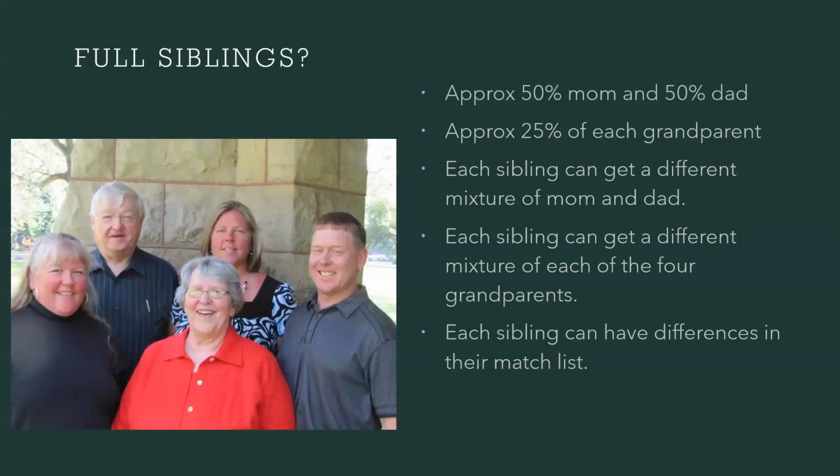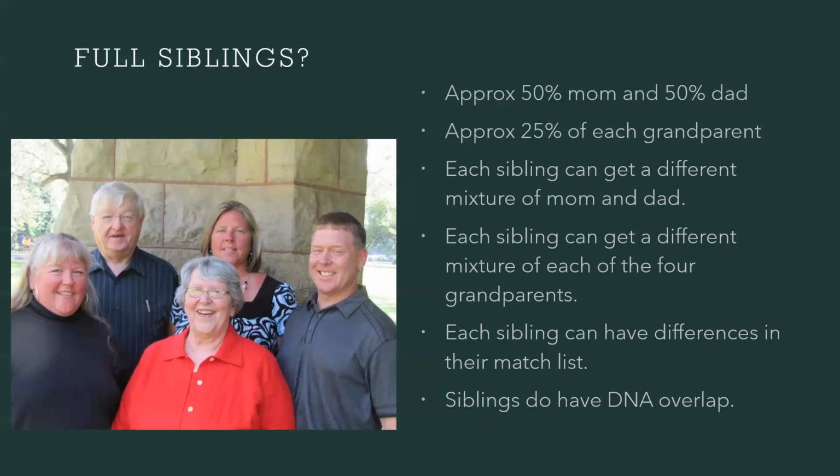Each sibling can have differences in their match list. That's what we're going to capitalize on today. If you have full siblings of the same two parents, each sibling can have differences in their match list that we can infer as matches in our match list. Siblings do have DNA overlap, so sometimes you won't get more matches from a sibling, but sometimes you will.